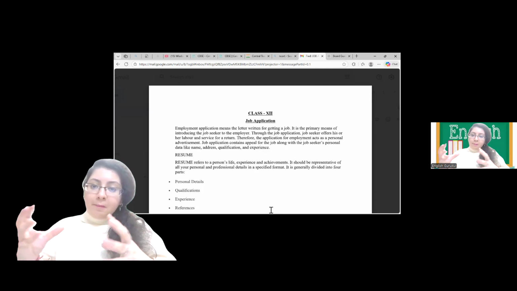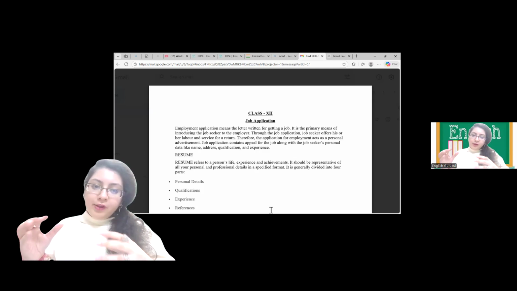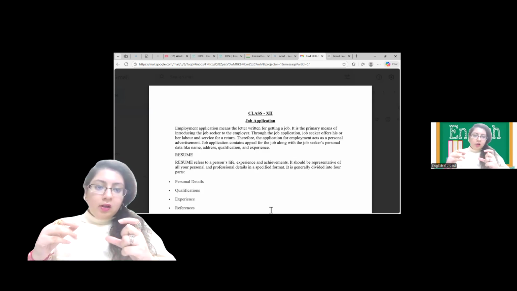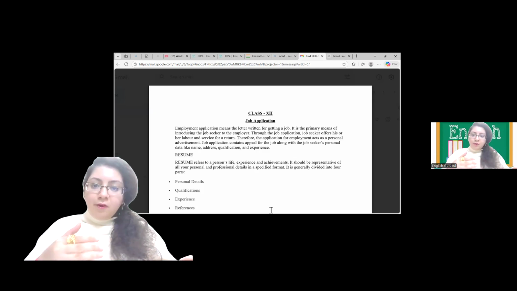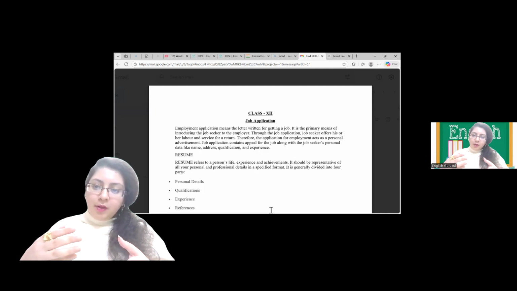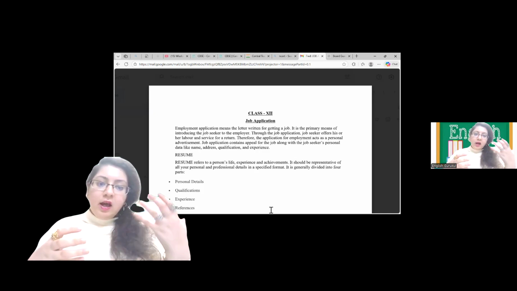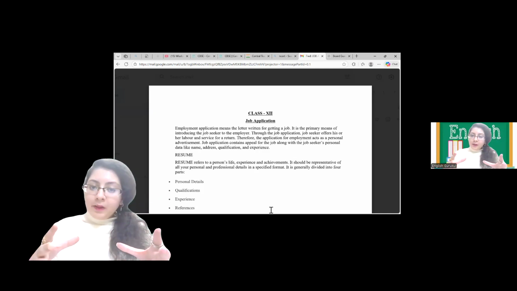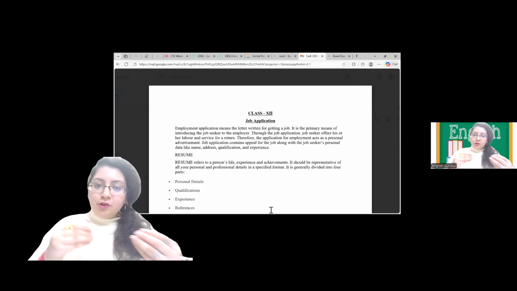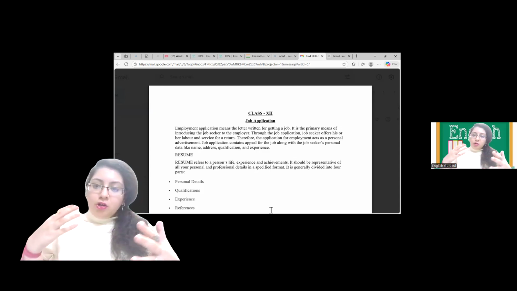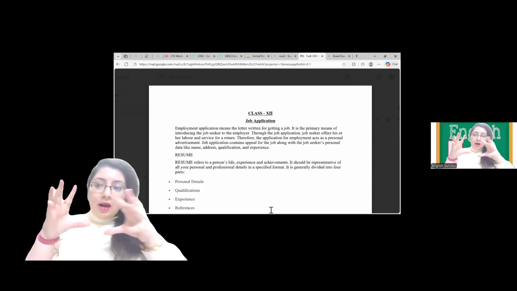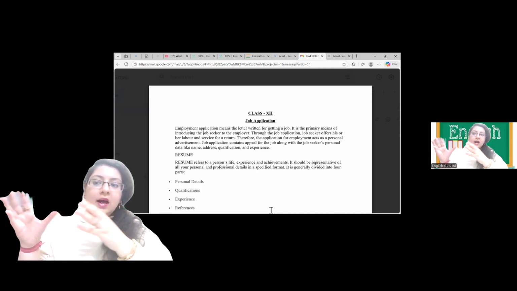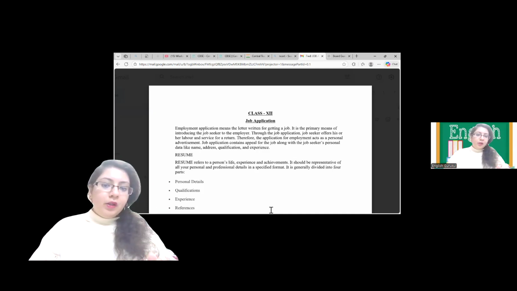Through the job application, the job seeker offers his or her labor and service for a return. Therefore, the application for employment acts as a personal advertisement. A job application contains an appeal for the job along with the job seeker's personal data like name, address, qualification, and experience. Now, coming on to the resume part.